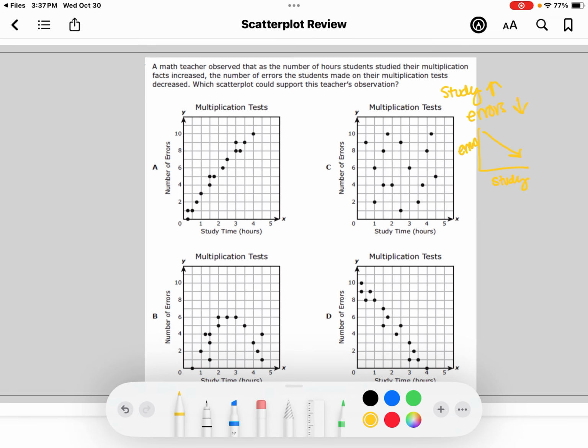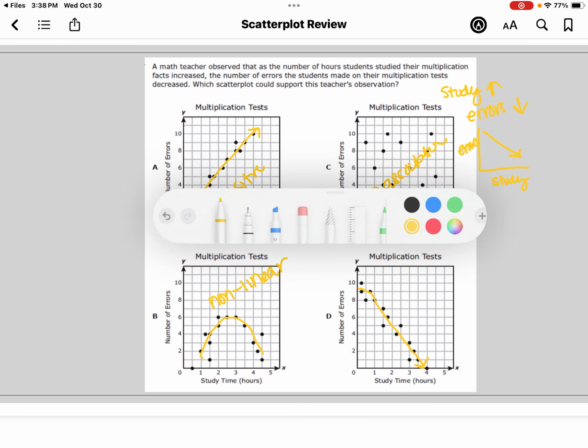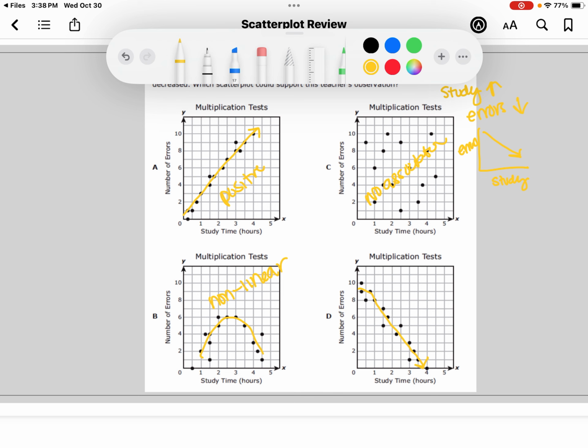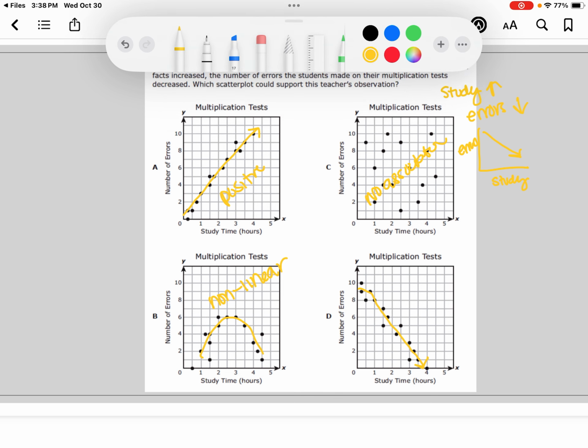Looking at this A, the more I study, the more errors I have. So no, because this is a positive. This has no association because the dots are just everywhere. This is nonlinear, so that does not have a specific trend. But this has a negative linear association. So the more I study, the fewer errors I have.